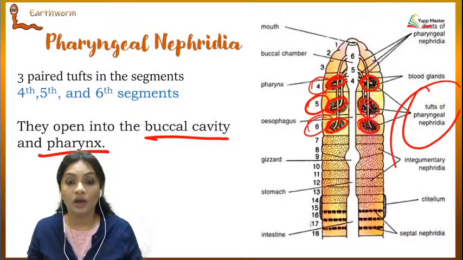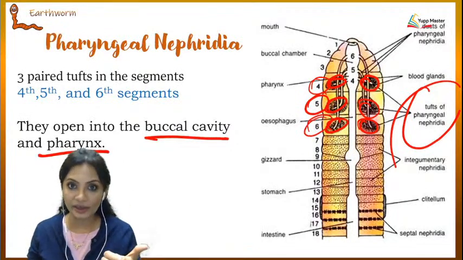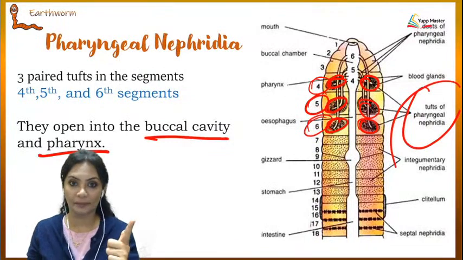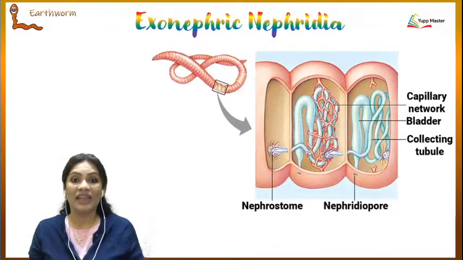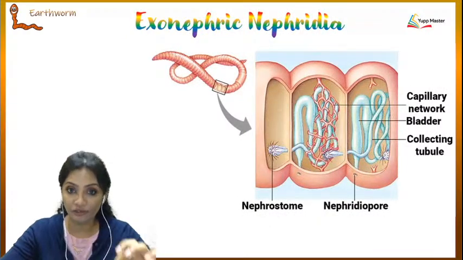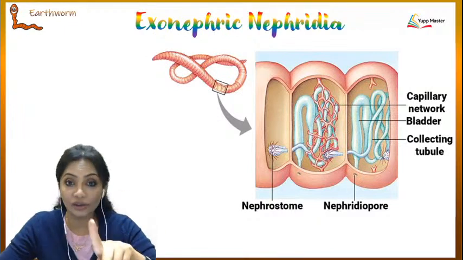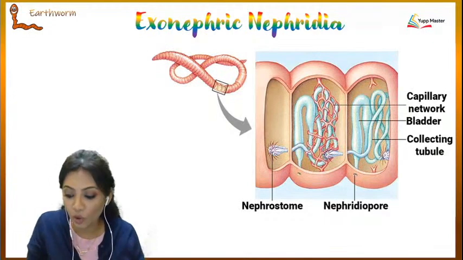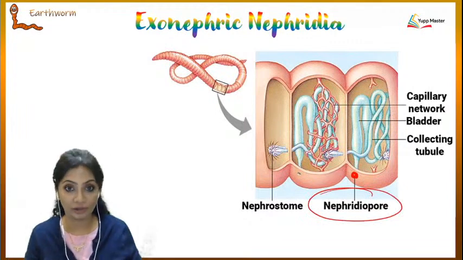So now we know two major points of all three nephridia. First point, where is it located? Second point, where does it open up into? Just like we spoke about where it opens up into, if the excretory waste is thrown out to the exterior, how was it thrown out? It was by this small opening, this small pore, called the nephridiopore. Do you remember that?